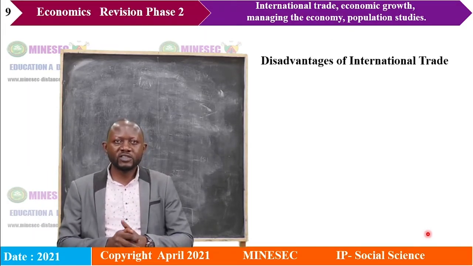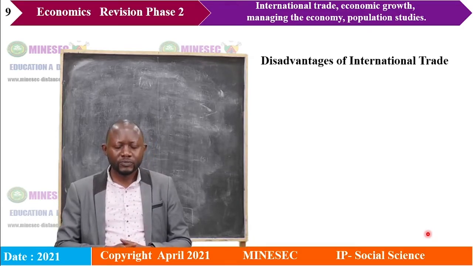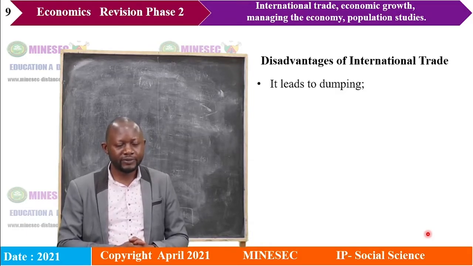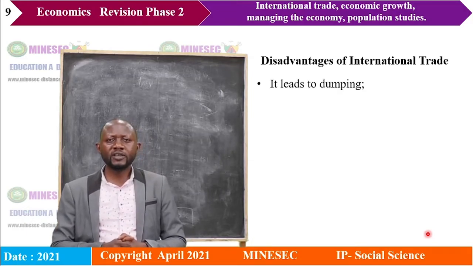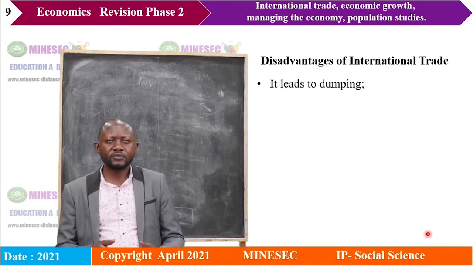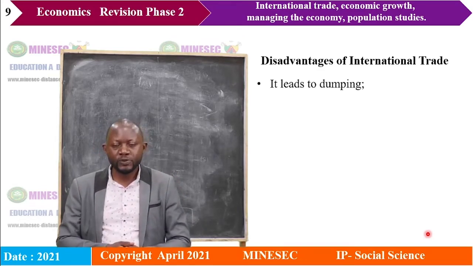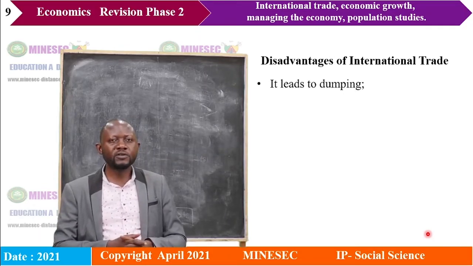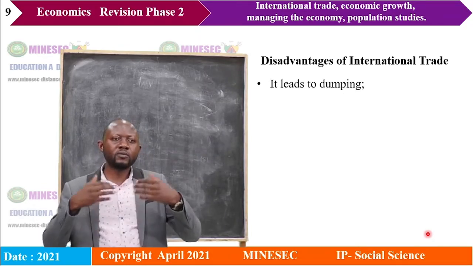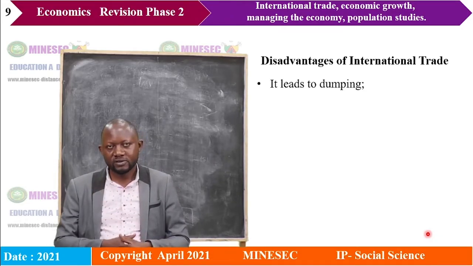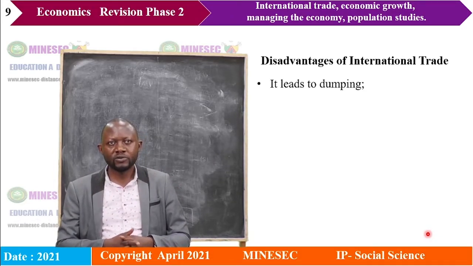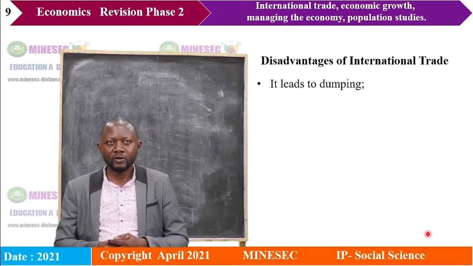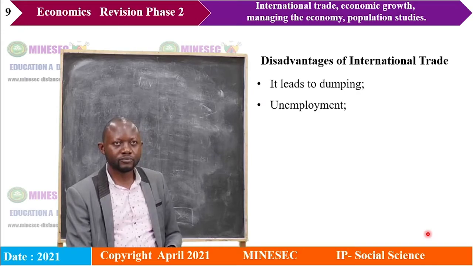Now let's go to the disadvantages of international trade. We'll start with the fact that it could lead to dumping. Dumping is simply when goods are sold cheaper in the foreign markets than at home. When this happens, the industry or the firm might tend to dominate in the foreign market, and that could create a situation of unemployment, which could cause probably domestic firms to collapse.